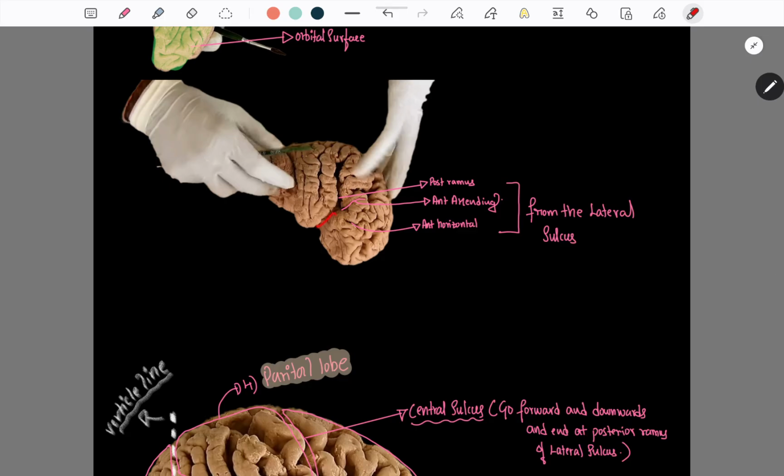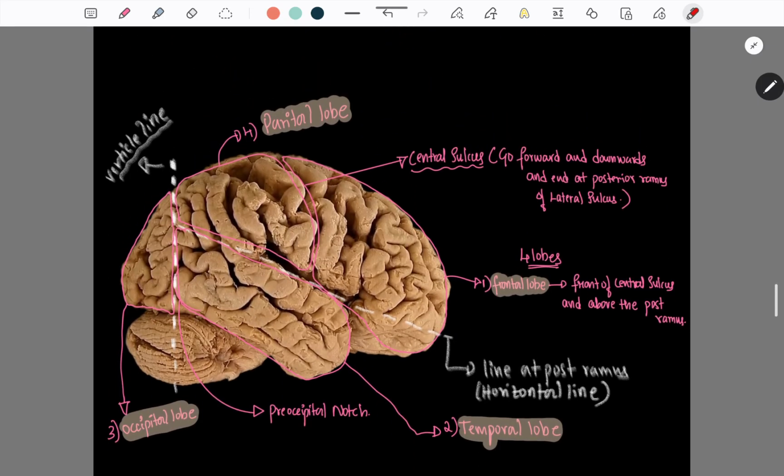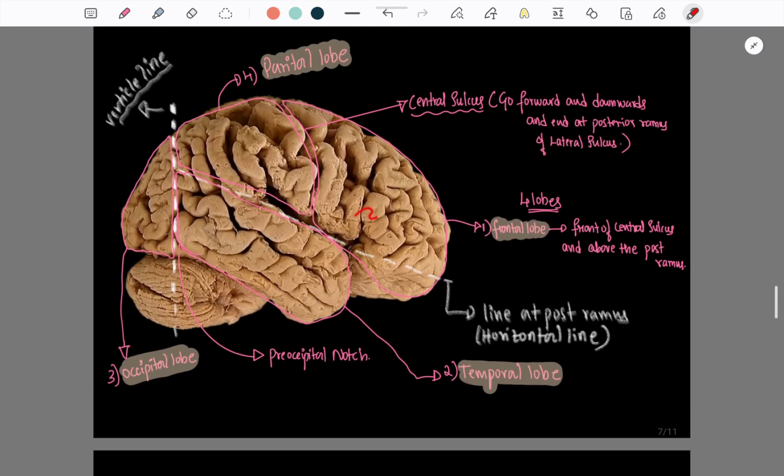From the lateral sulcus you will get another sulcus called the anterior horizontal sulcus, and another sulcus here is called the anterior ascending, and this large sulcus is called the posterior ramus of the lateral sulcus. You understood? This is anterior horizontal, this is anterior ascending, this is posterior ramus, all from the lateral sulcus. This is the supralateral surface.